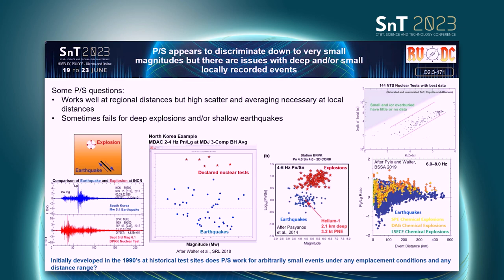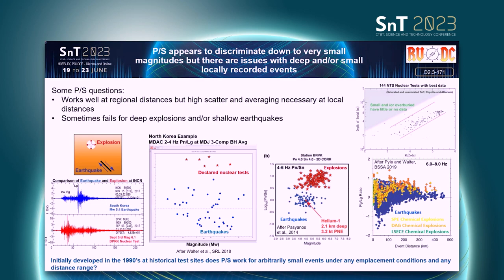Similarly, P to S ratios appear to discriminate down to very small magnitudes, but they also have issues for deeply buried or small events, overburied or small events. On the left-hand side is the classical side, where we see that the P waves are stronger in explosions, and Lg is stronger in earthquakes, and in North Korea, they actually did separate pretty well, as you can see in the center figure there.